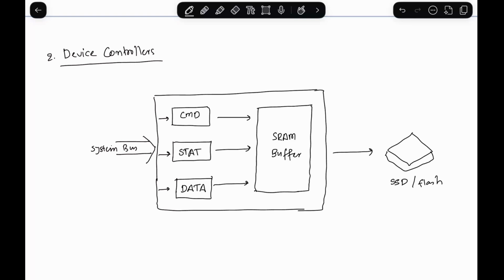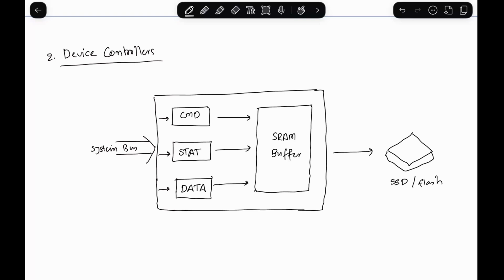Now we have CMD, which is nothing but the command register, and this is a write-only register where the CPU drops instructions for the disk controller to execute. Whenever the computer wants to read a file or some data, it will write the specific command or code directly into this CMD box. Now stat is the status register, and this is a read-only register. The first one is write only and this one is read only. The CPU checks it to see what the disk controller is currently doing.